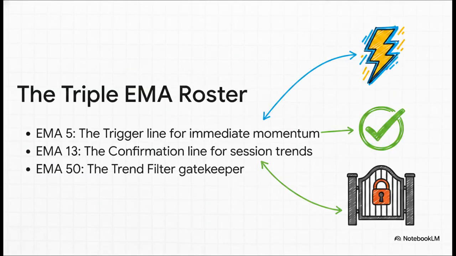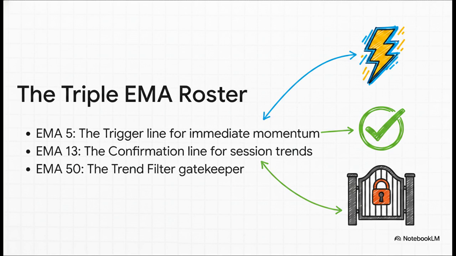So let's meet the roster driving this system. First up, the EMA 5. This is your trigger line. On a 1-hour chart, it's covering just the last 5 hours. It is incredibly fast, and its one and only job is to tell you exactly when momentum has shifted in real time.